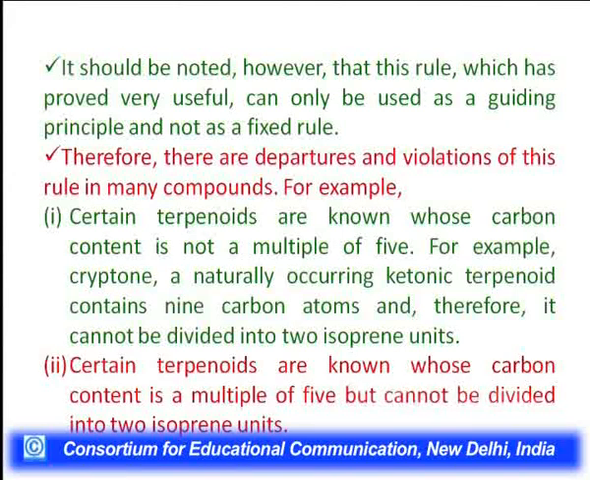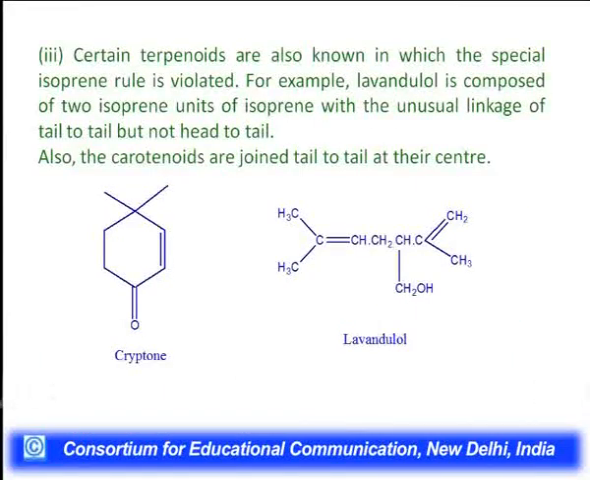Certain terpenoids are known whose carbon content is a multiple of 5 but cannot be divided into isoprene units. So it is also a departure from the isoprene rule. Certain terpenoids are also known in which only the special isoprene rule is violated. For example, lavandulol is composed of 2 isoprene units with the unusual linkage of tail to tail but not head to tail. So there is a deviation from head to tail arrangement, which is again a violation of the special isoprene rule.